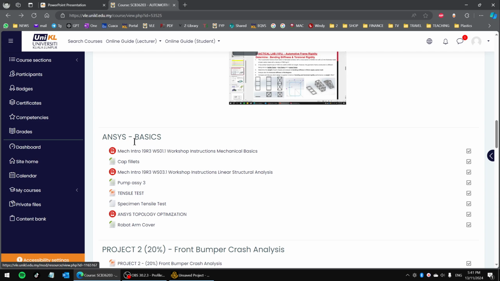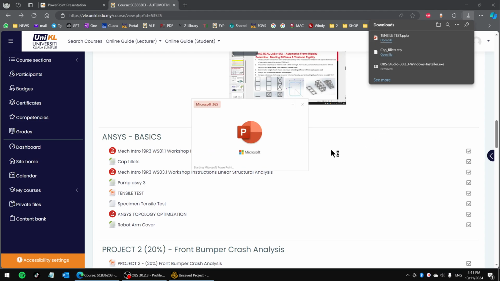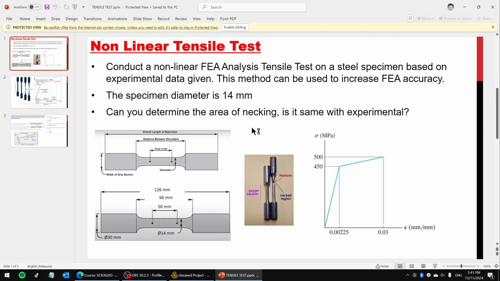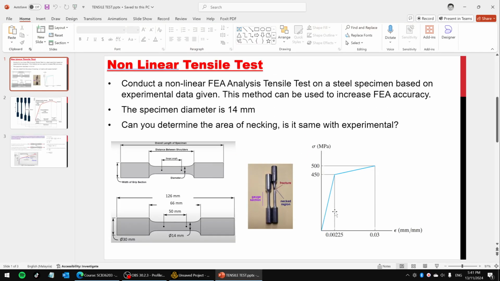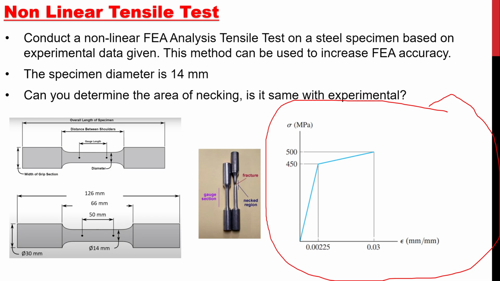Do something else. Let's do something called a tensile test. Let's download this one. So this is another analysis. Something called tensile test of a specimen. So we have a specimen here, and then the specimen diameter is 14 millimeter. And you would like to test it under tensile testing. So if you look at the problem here, it is given your material properties in this format. So you've got all this data in this format.